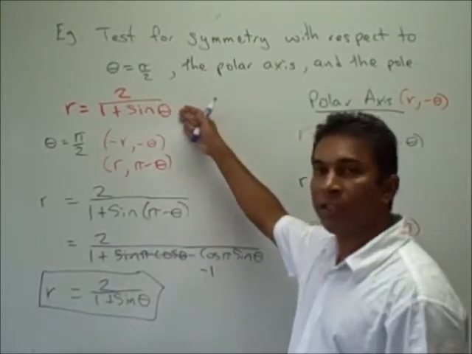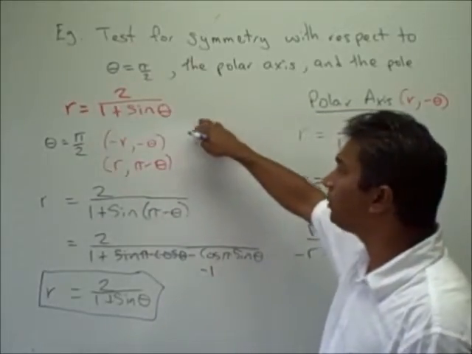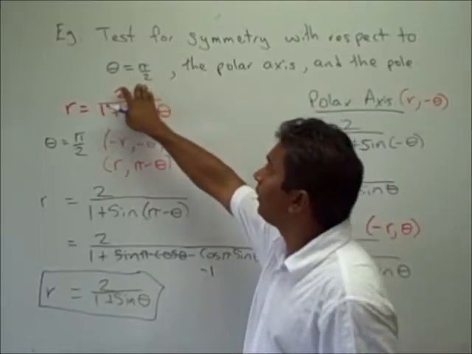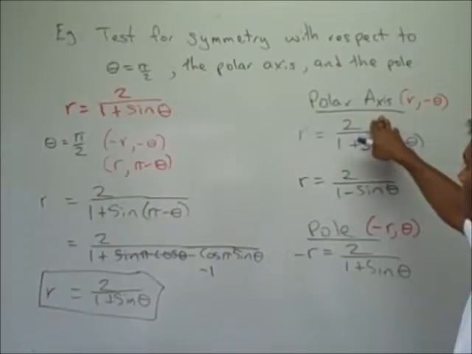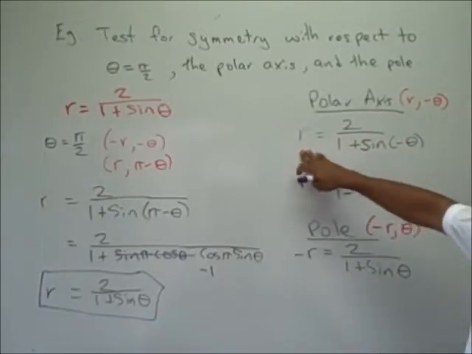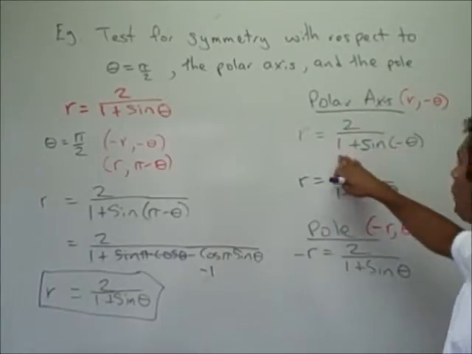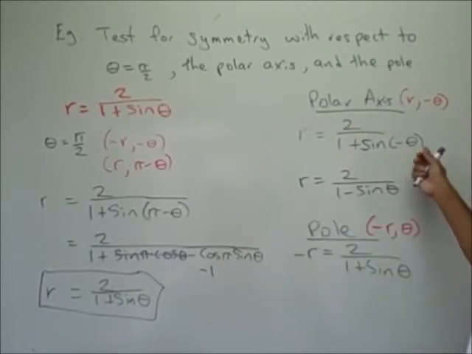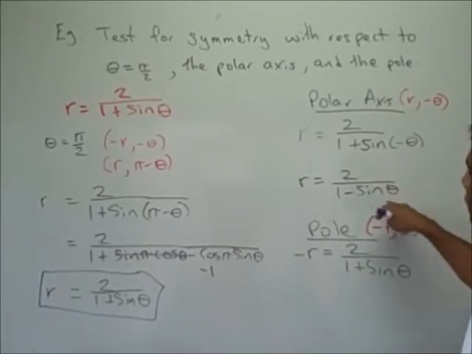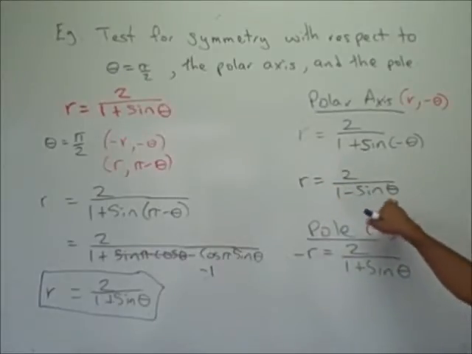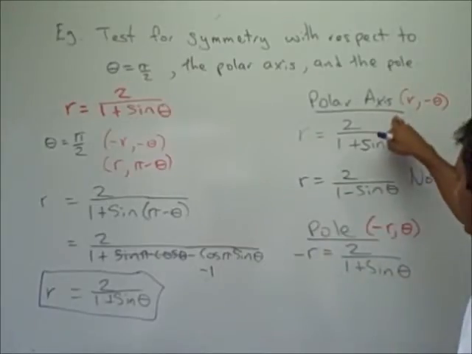Furthermore, this function here is a sine function. We know when r is written in terms of a sine function, it should be symmetrical around the line theta equals pi over 2. To test for our polar axis, we keep r and replace theta with negative theta. So we have r equals 2 over 1 plus sine of negative theta. We know sine is an odd function, so this becomes negative sine theta. So this is not equivalent, so we know this is not symmetrical with respect to the polar axis.